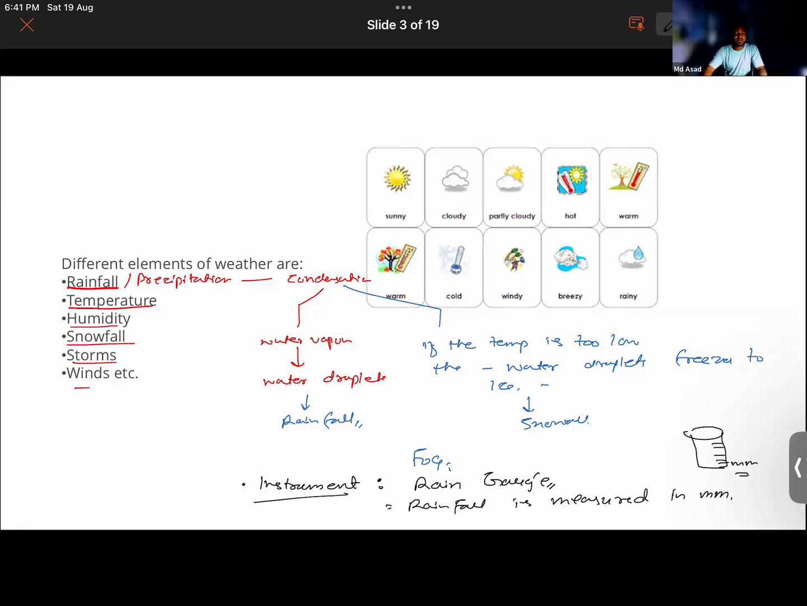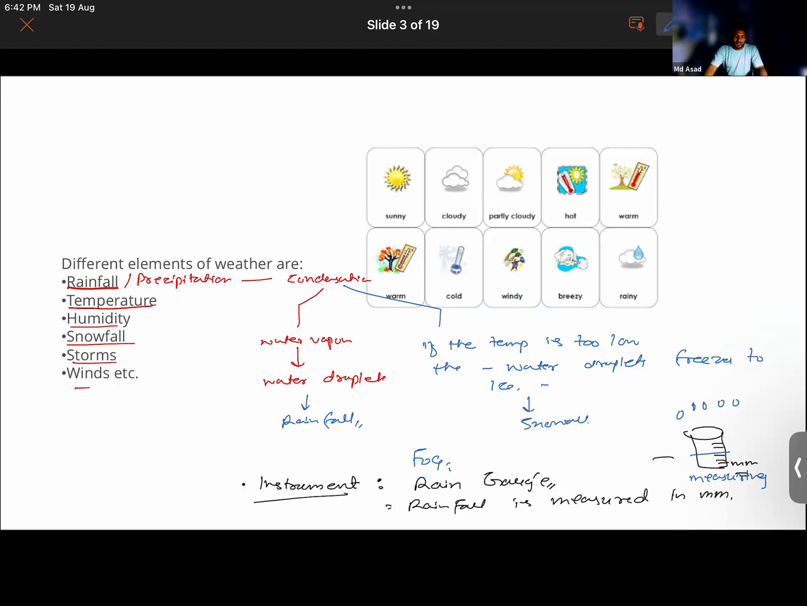Whenever there's a rainfall, this beaker will collect rain droplets, rainwater. And when the rainfall stops, the amount of water collected in this beaker will tell the amount of rainfall in that particular region, right? Getting it? So this is basically a measuring cylinder. The rain gauge is nothing but just a measuring cylinder with scales marked on it, right?